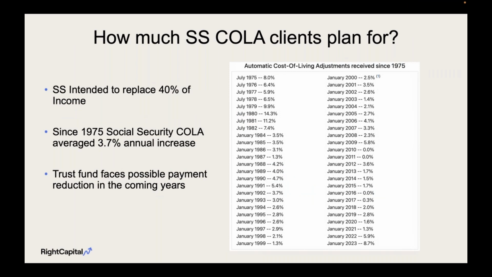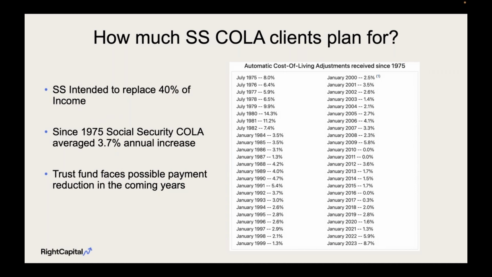In addition to that, we know, for example, the cost of living adjustment for Social Security, like I mentioned, was set at 2.5%. Now, we know that since 1975 here, the average Social Security cost of living adjustment is actually more like 3.7% annually. And of course, we saw some record jumps in 1980 and 1981. Of course, we saw other record jumps in 2023 with an 8.7% increase.